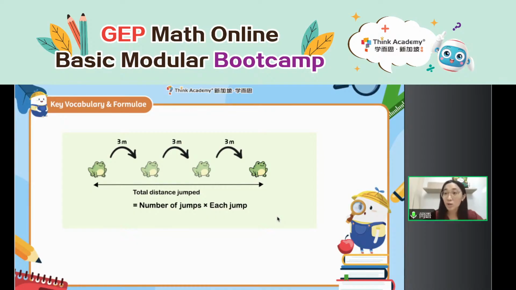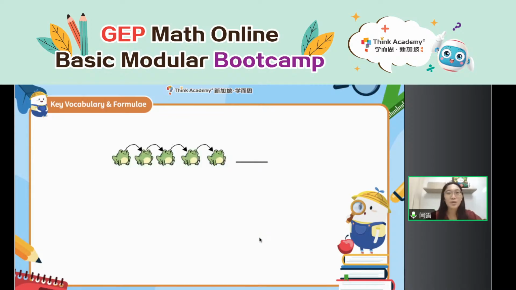When it comes to the total distance, you need to consider the distance of each interval, right? So could you please tell me what is the total distance here? Correct, that is 9 meters, right? So for the first one, the number of jumps multiplied by each jump gives you the total distance. And here, let's try to relate this to number sequences. How can we learn arithmetic sequence? By a frog question. Okay, let me show you.